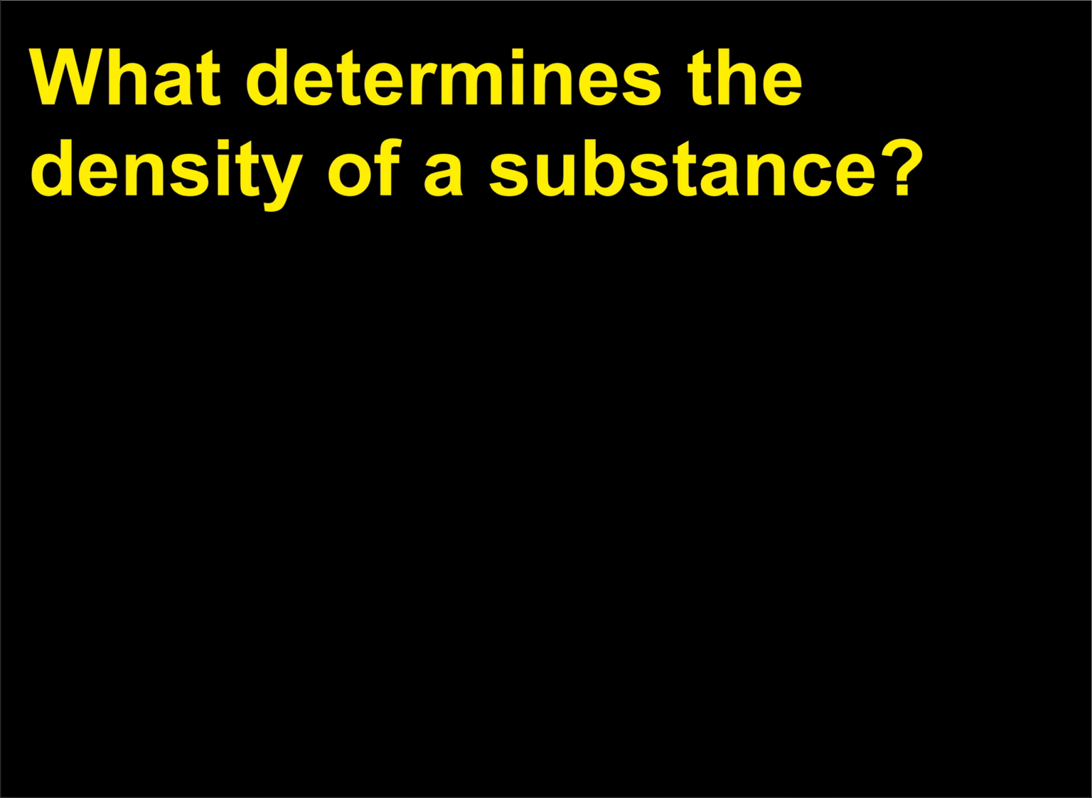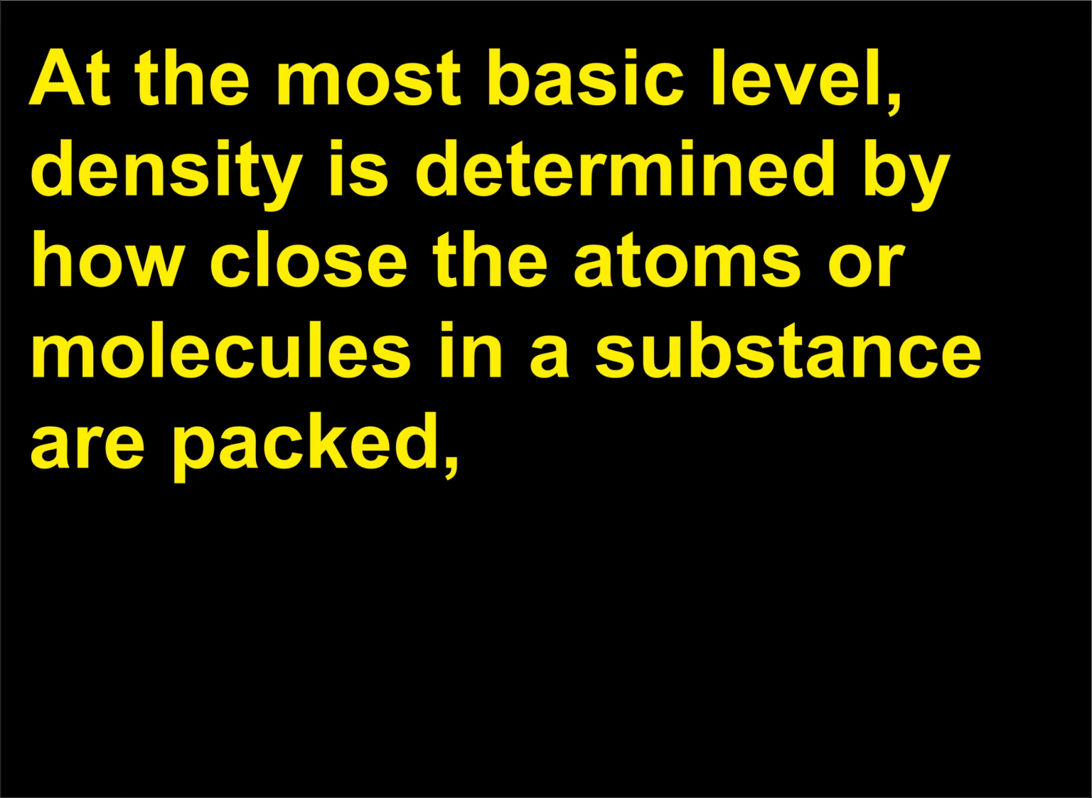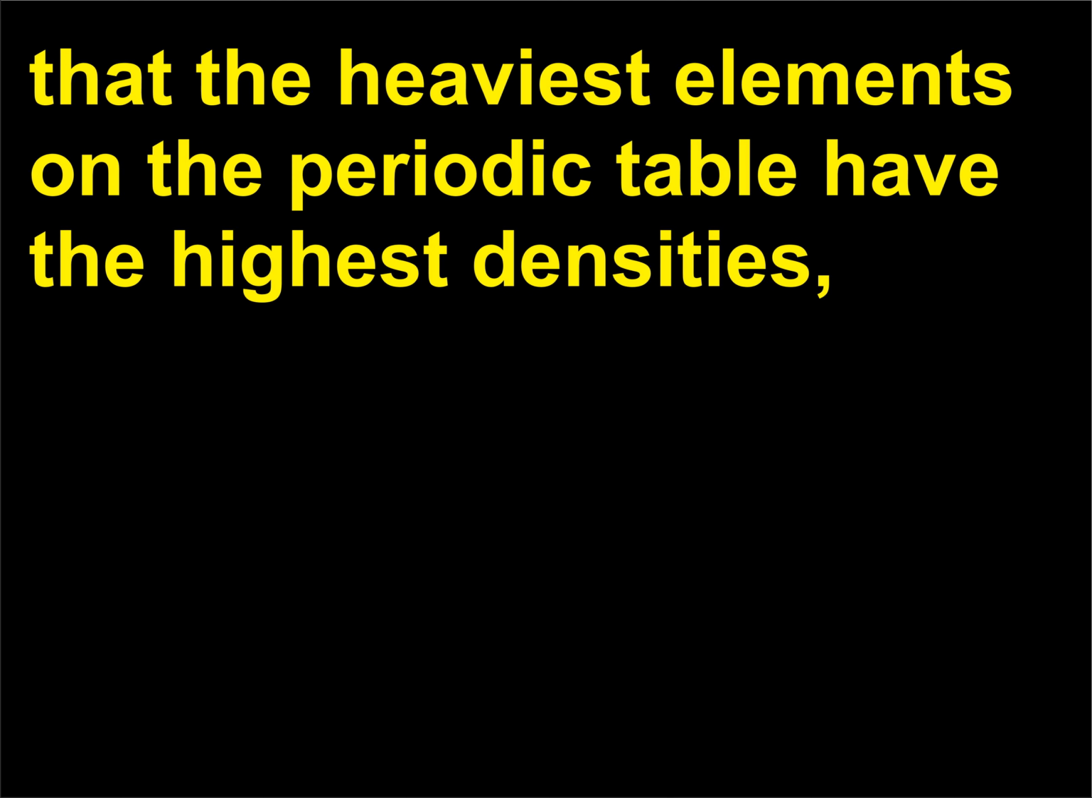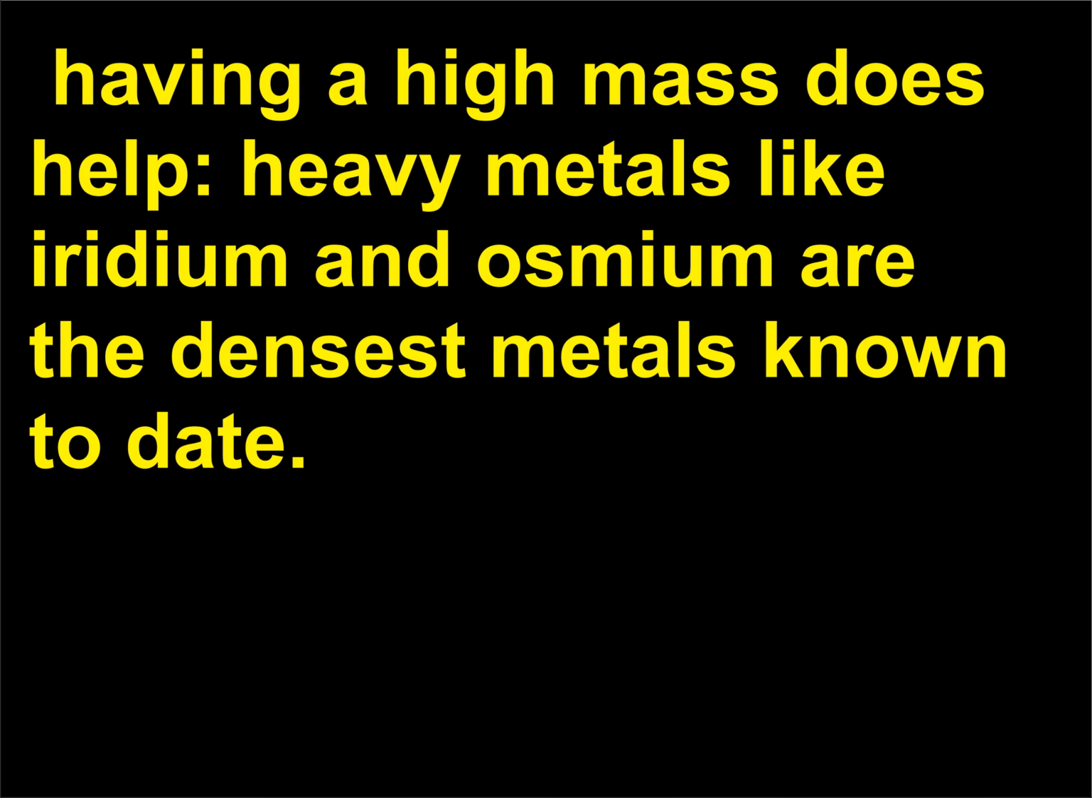What determines the density of a substance? At the most basic level, density is determined by how close the atoms or molecules in a substance are packed, as well as the mass of those atoms. While it's not quite as simple as assuming that the heaviest elements on the periodic table have the highest densities. Having a high mass does help. Heavy metals like iridium and osmium are the densest metals known to date.